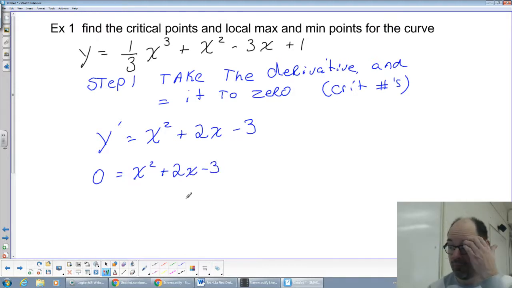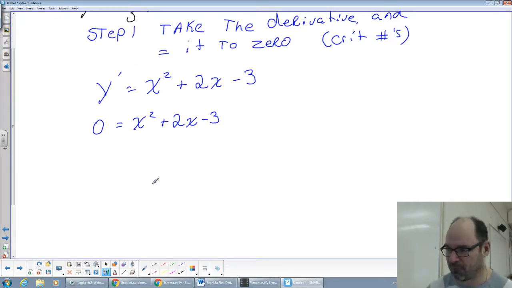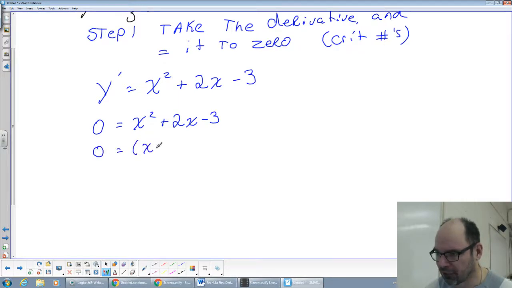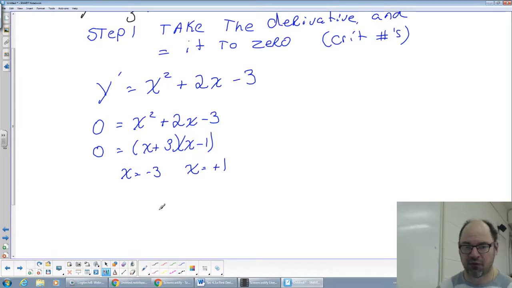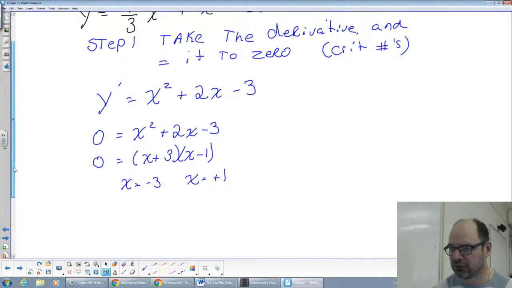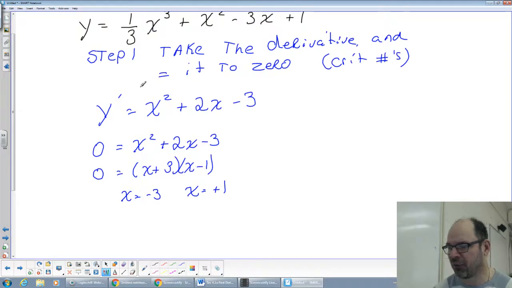Now we have to factor or use the quadratic equation if we can't factor it. This one I purposely made so we could factor it: x plus 3 and x minus 1. So x equals negative 3 is a critical number, and x equals positive 1. These are two critical numbers. Then to get the full points, we'd have to sub them back into the original equation.